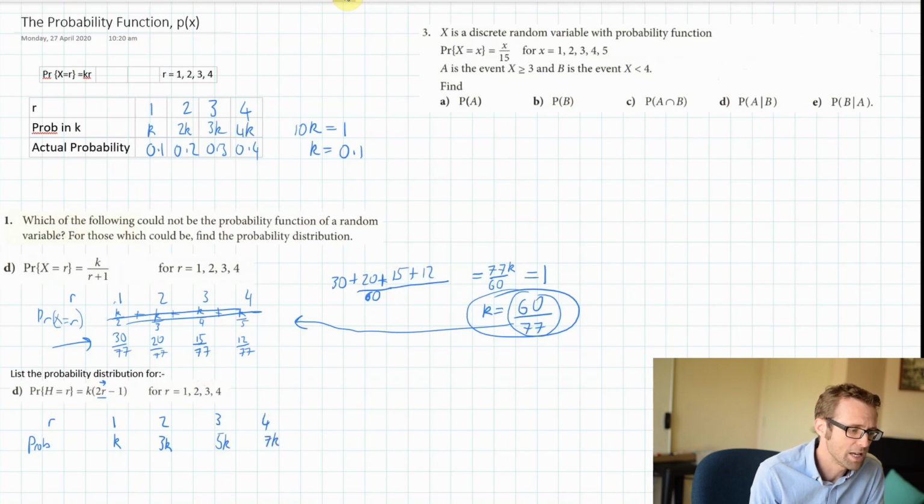Now we know that these values must add up to 1. Now if I add them, I get 7 and 5 is 12, and 3 is 15, and 1 is 16. So 16k equals 1. So k is equal to 1/16. So I can chuck these values in here. This is 1/16. 3k must be 3/16. 5k must be 5/16. And 7k must be 7/16. And my last step would be to write P(H = r). So that's that last line of my table.